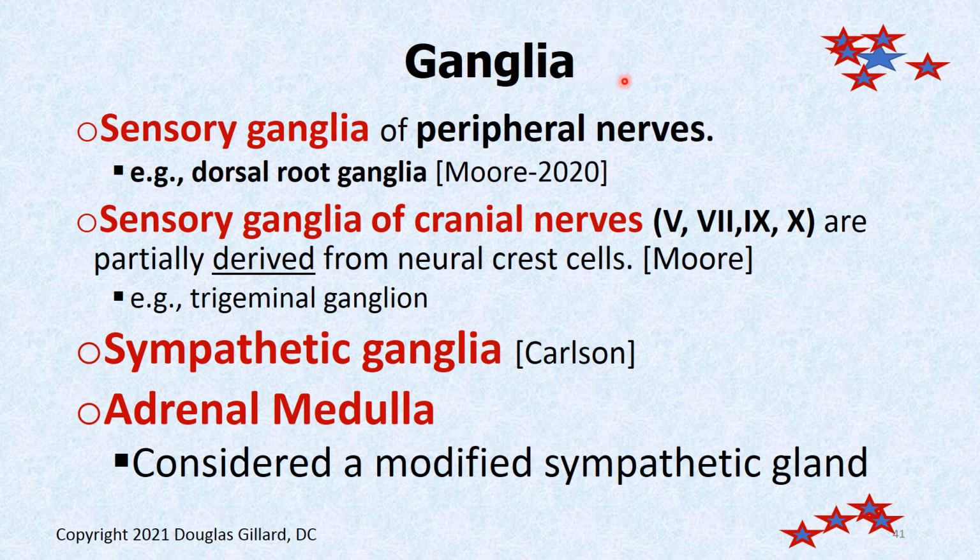But let's see exactly what they become. Sensory ganglia, the dorsal root ganglia, are derived from neural crest cells. The sensory ganglia of, well, not all the cranial nerves, but 5, 7, 9, and 10, are all derived from neural crest cells. Sympathetic ganglia, all derived from neural crest cells. The adrenal medulla is kind of a modified sympathetic nerve in a way, so it's no surprise the adrenal medulla, not the adrenal cortex though, is derived from neural crest cells.